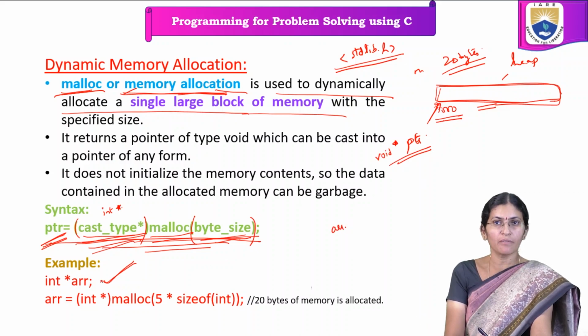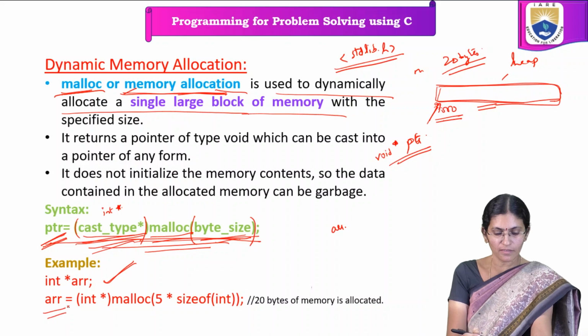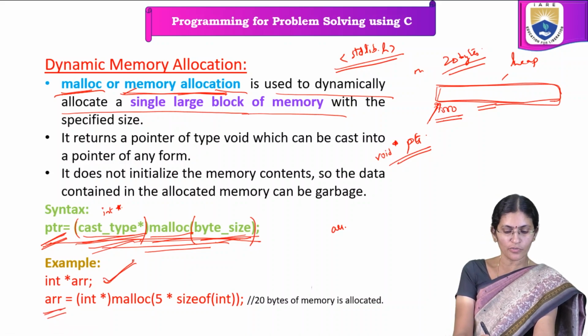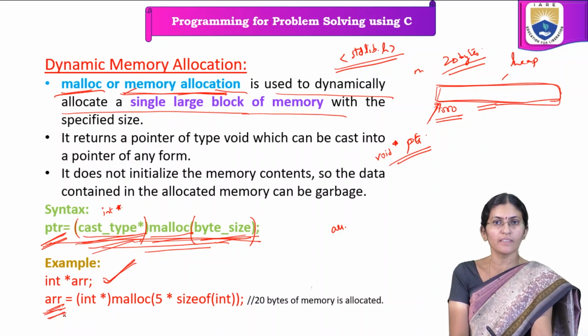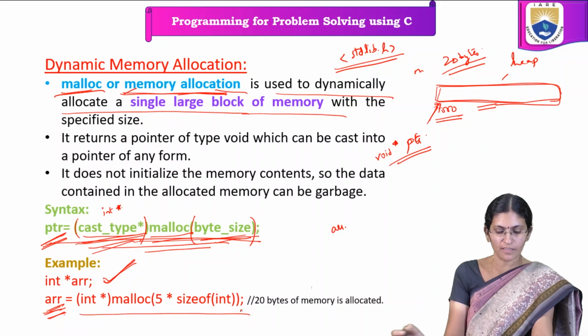Name of the pointer variable is ARR. So this will store an address. In order to use the pointer, we need to assign some address here. So it is assigned the address which is returned by this malloc function.